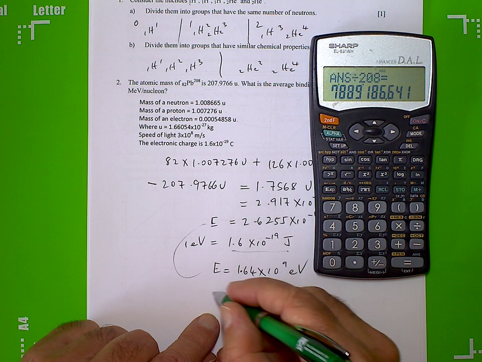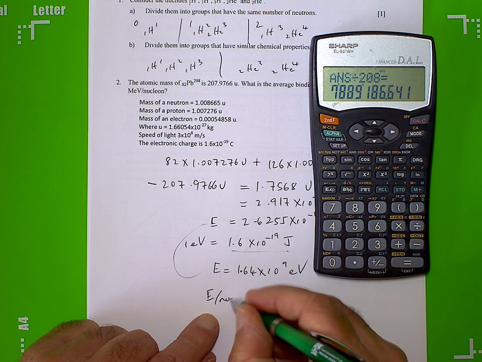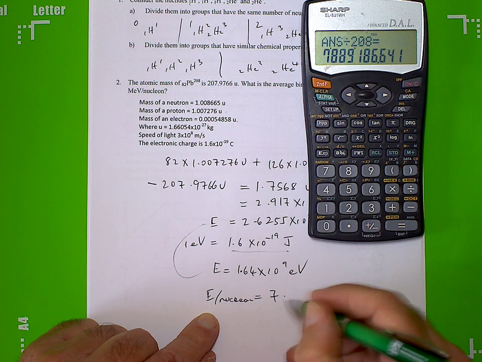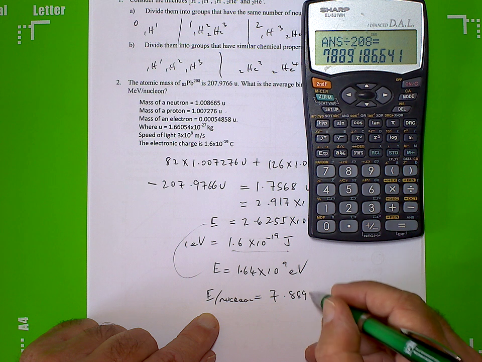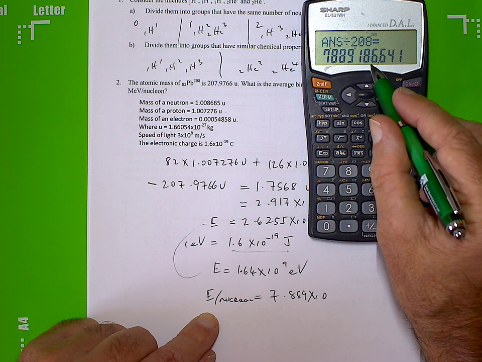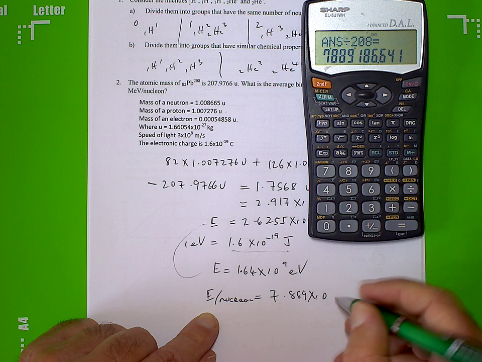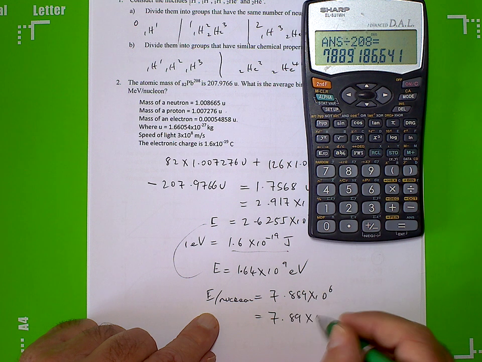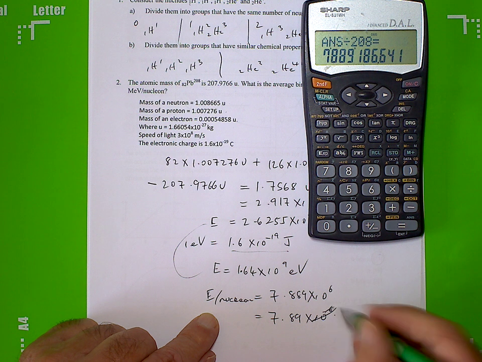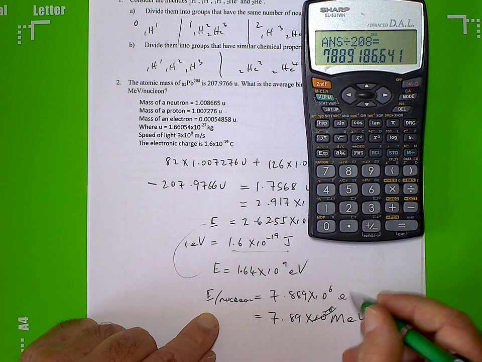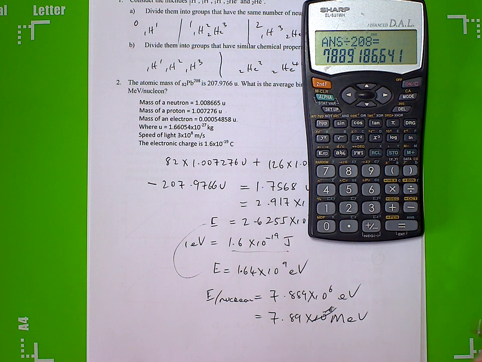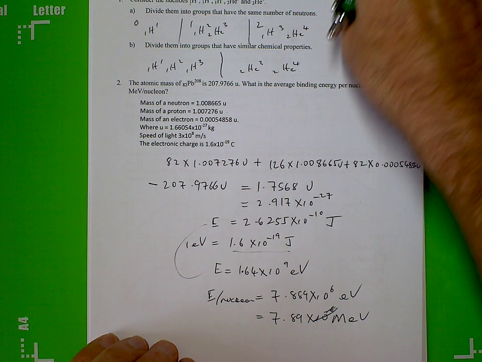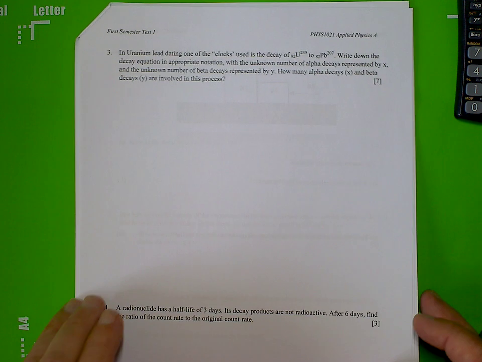So I now get energy per nucleon equals 7.889 by 10 to the 6. So I get 7.89 by 10 to the 6. No, get rid of the 10 to the 6 because I'm going to call it mega electron volts. That's electron volts. Alright, that's the answer. That was hard work. So that's just a straight out grind. You just do it and you're done. Okay.